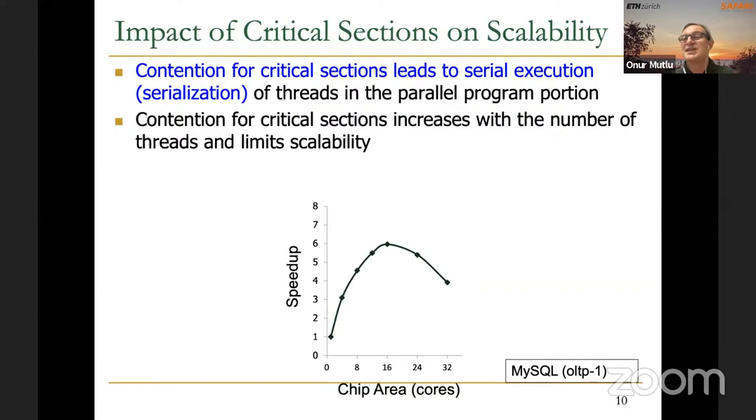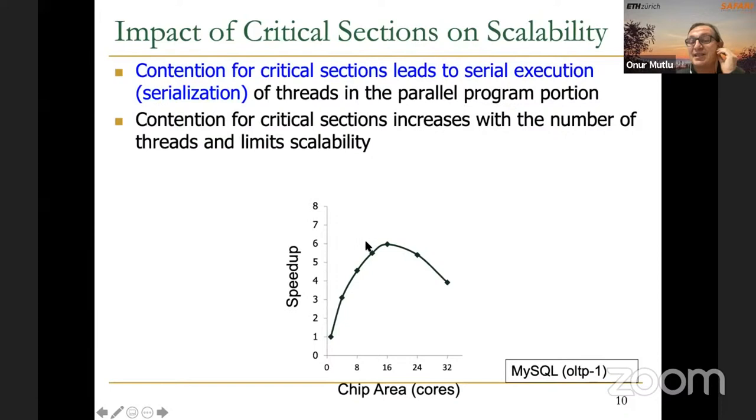Let's take a look at MySQL. I showed you this graph yesterday. This is the speed up that you get. This is a scalability curve or speed up curve that you get compared to one thread as you increase the chip area, as you increase the number of threads, essentially. You can see that the speed up saturates at about 17 threads, where you get 6x speed up compared to one thread, which is not bad in this case.